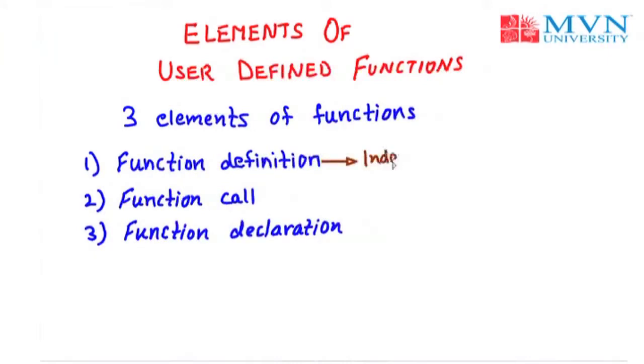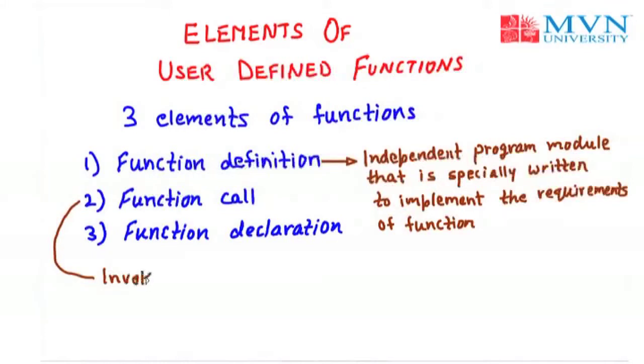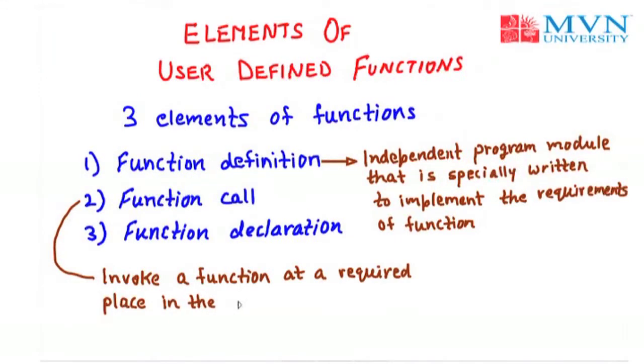Function definition is an independent program module that is specially written to implement the requirements of the function. Now, what is function call? If we invoke a function at a required place in the program, this is known as the function call. And the program that calls the function is referred to as the calling program or the calling function.